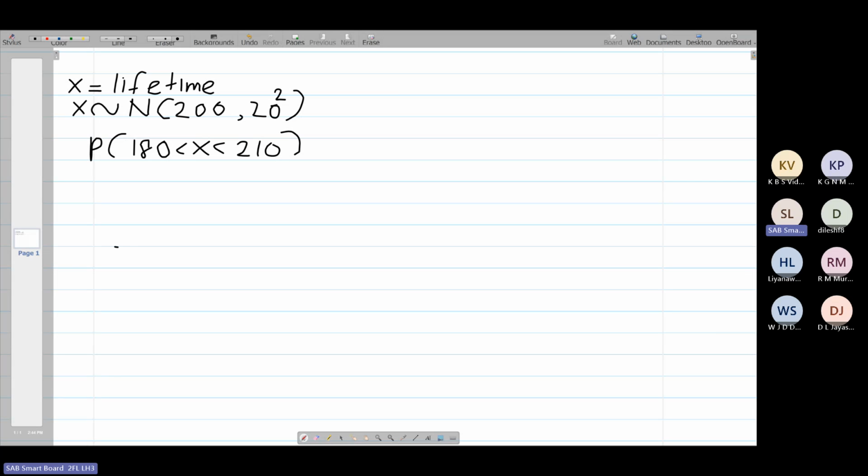After that we draw the normal curve. This axis is X, lifetime. The middle point represents what? The mean value. And here what is the mean value? 200. Then 180 here, less than 200. Then here 180 and 210 are there. Then between, it means what? Which area?